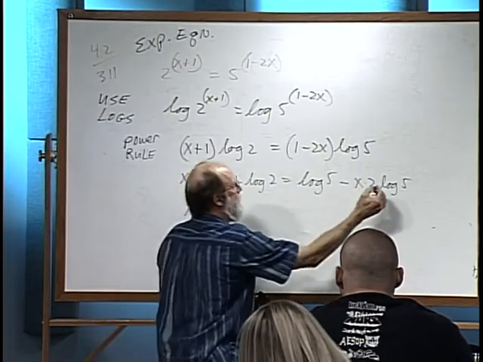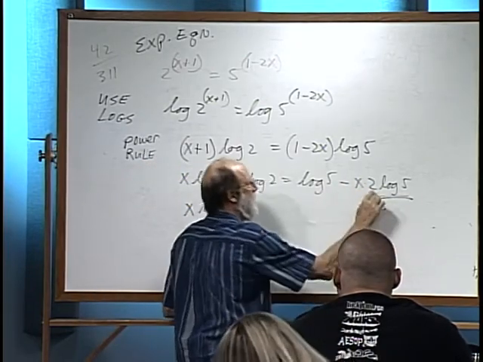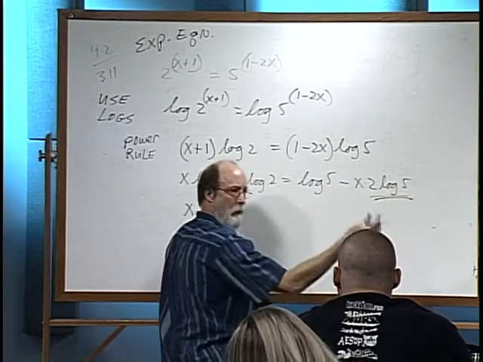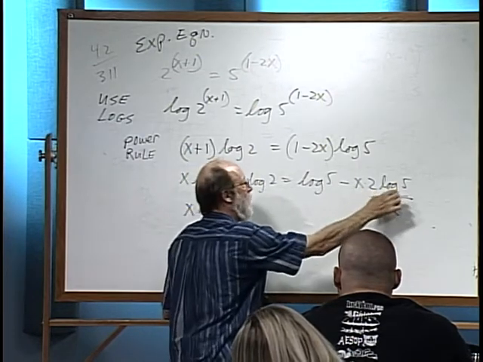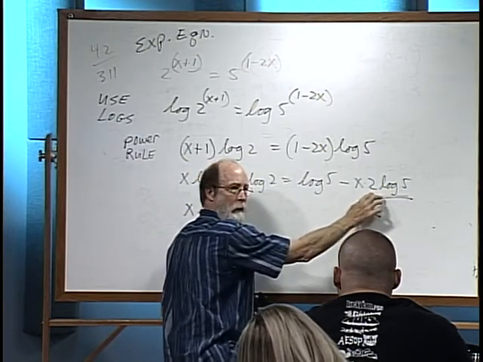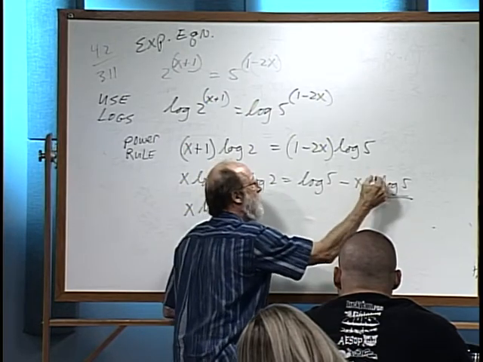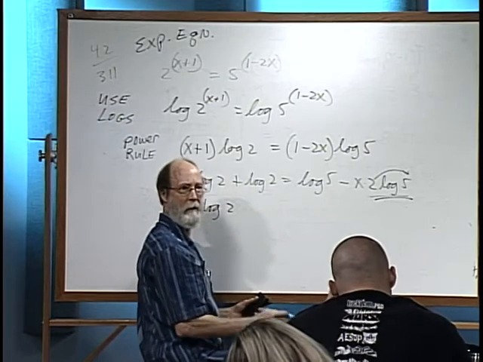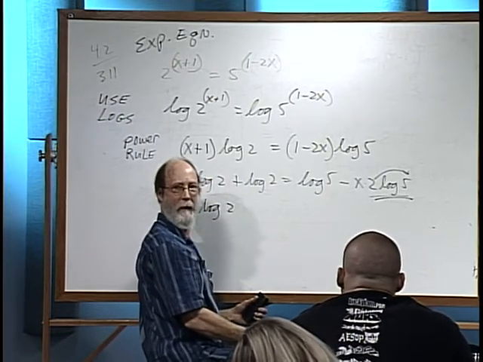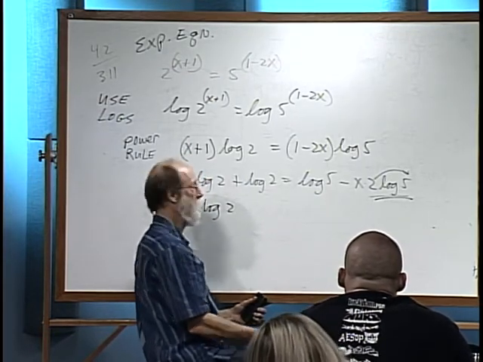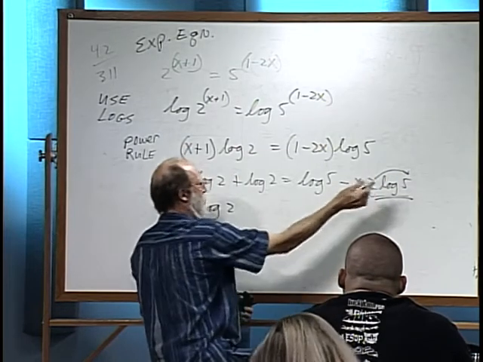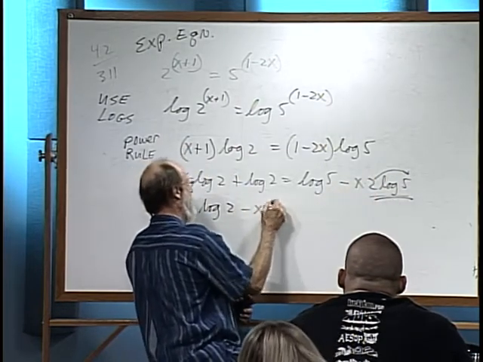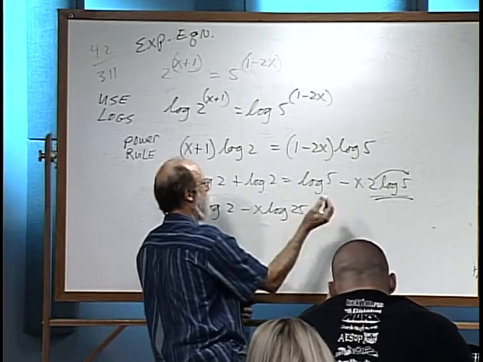Now watch this. Look right here for a second: 2 log of 5. What would be an easier way to write 2 log of 5? Log of 25. Tyler, you see that? Okay, everybody all right? Lauren? Okay. So that's the log of 25 right there. So minus x log of 25 just makes life a little simpler for us.